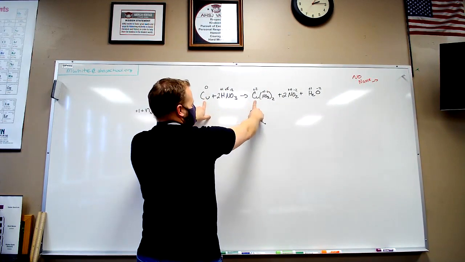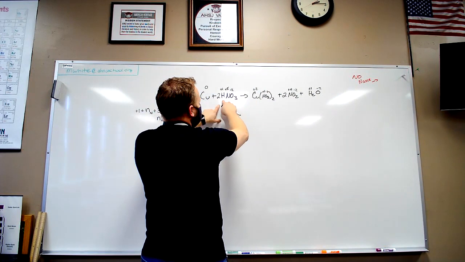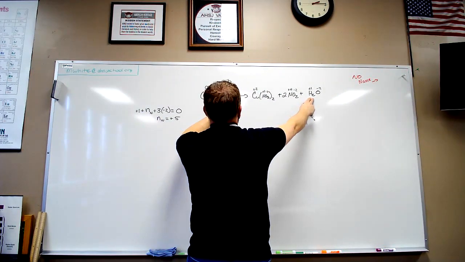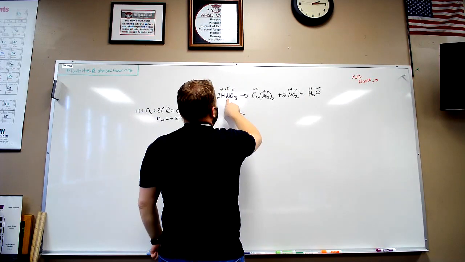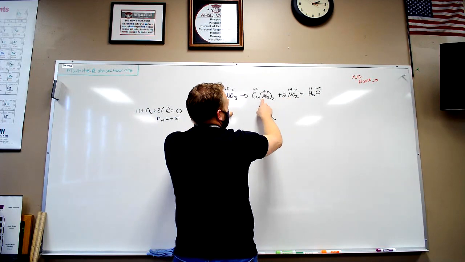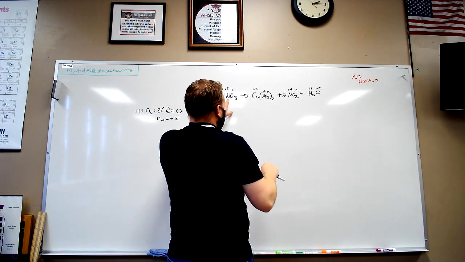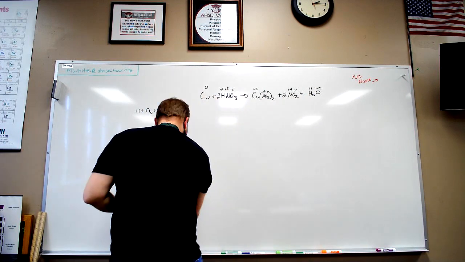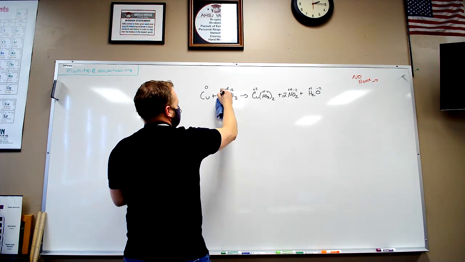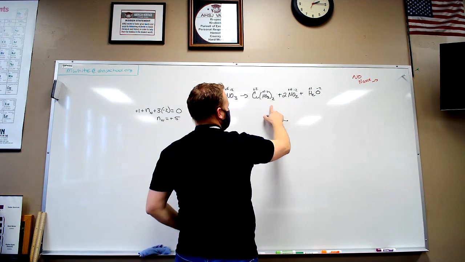We have 1 and 1. Okay, that's good so far. We have 2 and 2. We like that. We have 2 nitrogens plus 2 nitrogens. So we actually need twice as many nitrogens. So we have to change this to a 4. So now our nitrogens are balanced.